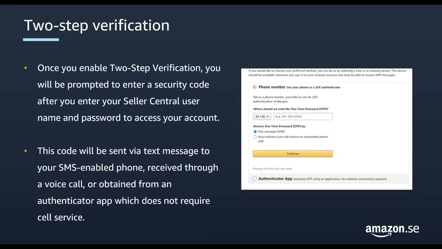Two-step verification is your best protection against unauthorized access to your seller account, even if your password is stolen, and especially if you use the same password across multiple sites. Once you enable two-step verification, you'll be prompted to enter a security code after you enter your Seller Central username and password to access your account. This code will be sent by a text message to your SMS-enabled phone, received through a voice call, or obtained from an authenticator app.